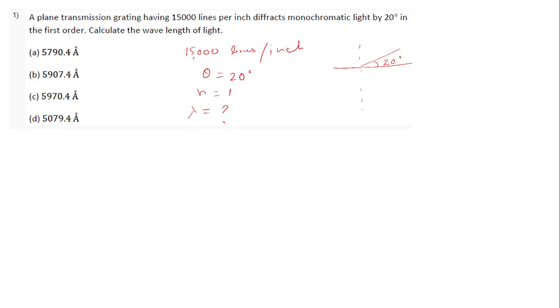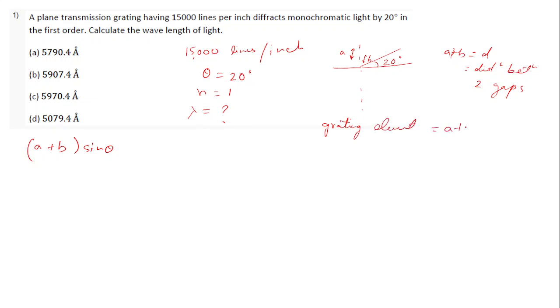Okay, so recalling the condition for diffraction through a transmission grating, the condition for getting maxima is (a plus b) sine theta, where a is the gap and b is the opaque part. So a plus b is the distance between two consecutive gaps. We call it the grating element d. So here the grating element is a plus b, and that will be 1 over the number of lines.